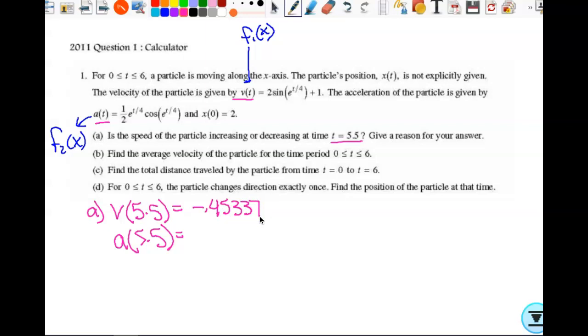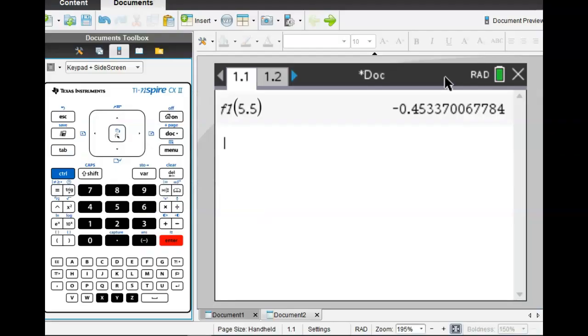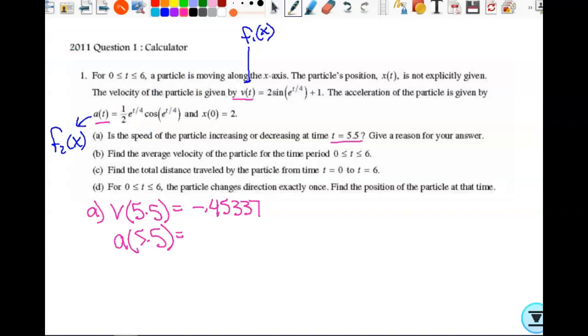It has to be correct to 3. I put 5, but 3 is fine. All right, so then let me show you the other way. If you don't want to hit the variable key, now I want to use F2. I can literally type F2, open my parentheses, 5.5, close my parentheses, and it will take care of it for me. I just typed in F2 from the keyboard. Either way works, whatever you find better. This is negative 1.3585. Okay, so is this speed increasing or decreasing?